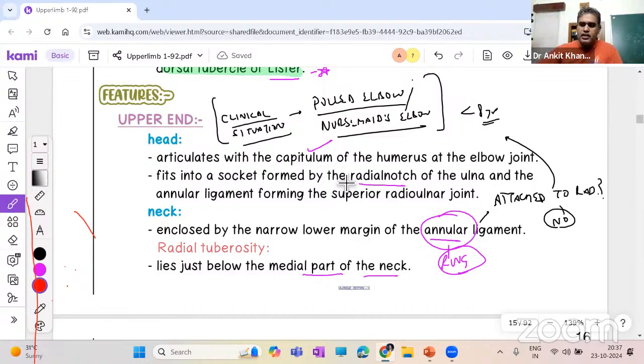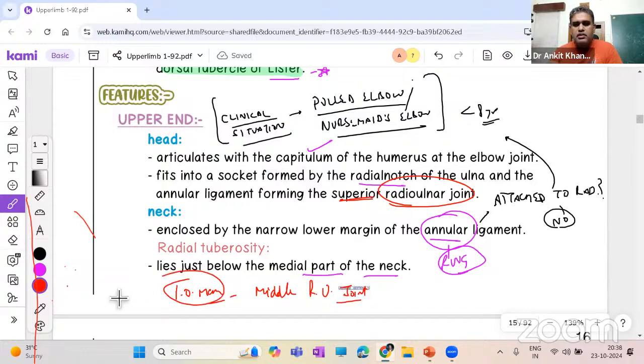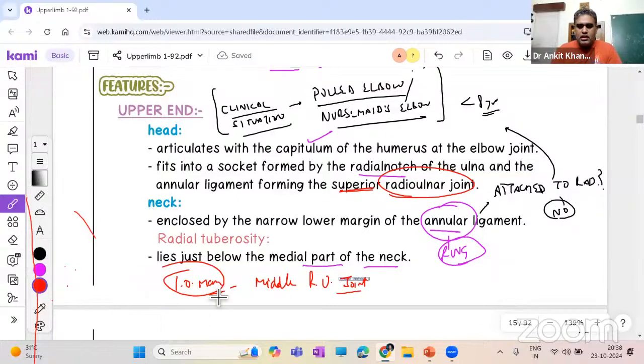Okay, this is the whole point: there are these two major joints between radius and ulna. There's a superior radioulnar, there's an inferior radioulnar, and then the third one is the interosseous membrane, which is also known as the middle radioulnar joint. Middle radioulnar joint. That is actually our interosseous membrane. Okay, basic idea is this. Okay, let us see more.